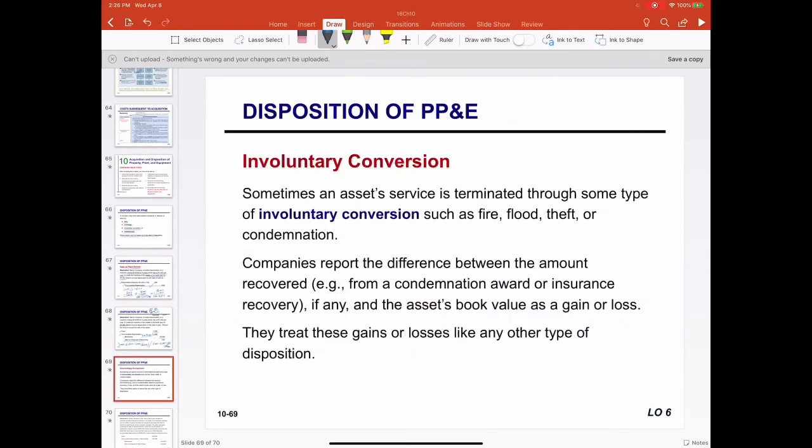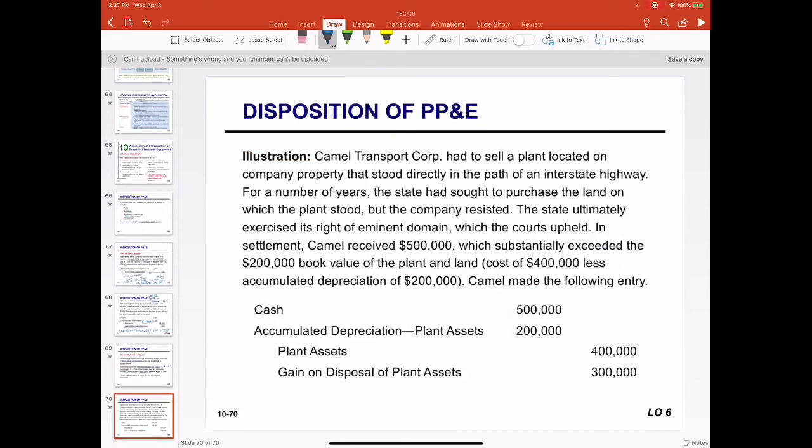For some other involuntary conversion, the journal entry is similar to the sales. The involuntary conversion includes fire, flood, theft, or contamination. Again, the company should report the difference between the amount recovered and the book value. So the amount recovered is considered the fair value.